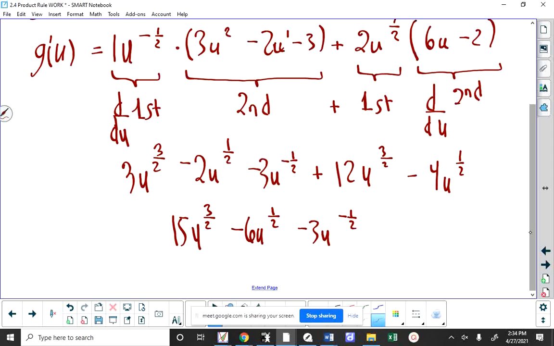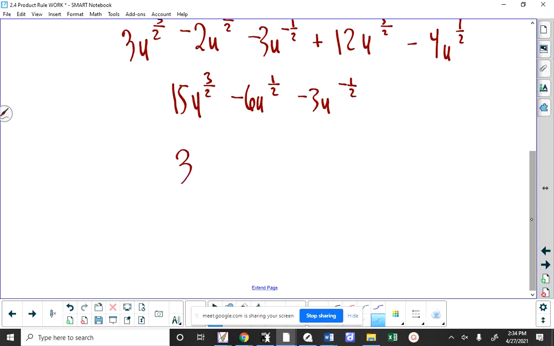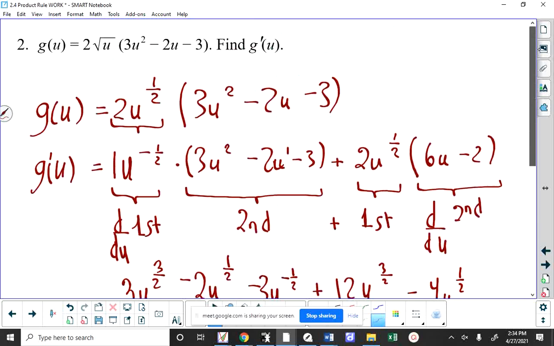Always want to look to factor answers. There is a factor of 3. And all of these terms contain u. We factor out the lowest exponent on u. And believe me, had we gone back to the beginning and just multiplied that out first, we would have got the answer really quick, okay? But that's not the point.